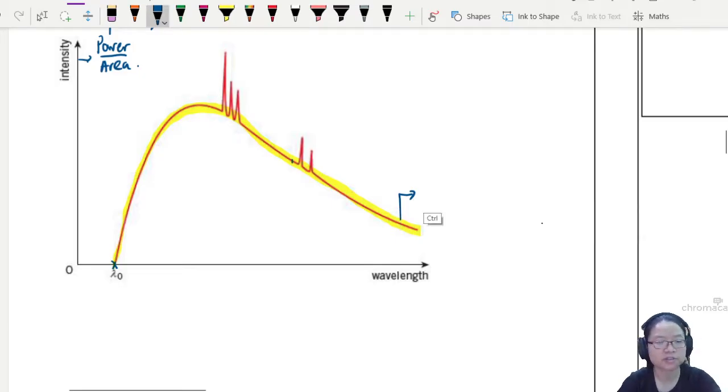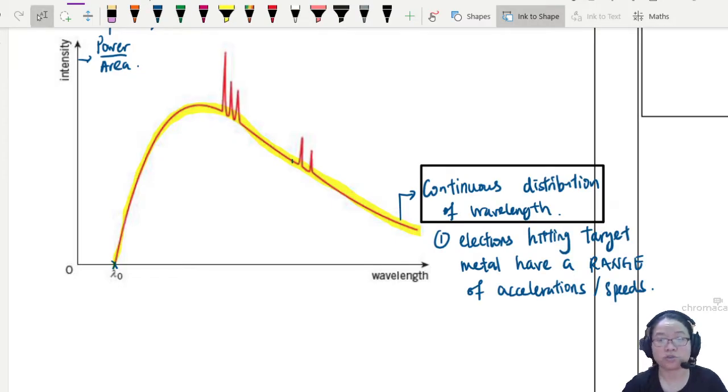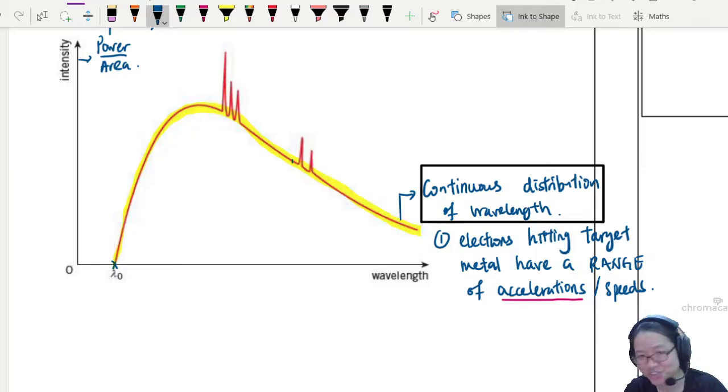So we'll write that down first. They have a range of accelerations. I guess you could use range of speeds, but acceleration is the keyword that you're looking for because it will slow down. You can use deceleration, but hopefully by this point in your study of physics, you will understand that acceleration is change in velocity. So it can be slowing down, it can be speeding up. We will still stick to the term acceleration. So, because the electron hitting the target metal has a range of accelerations.